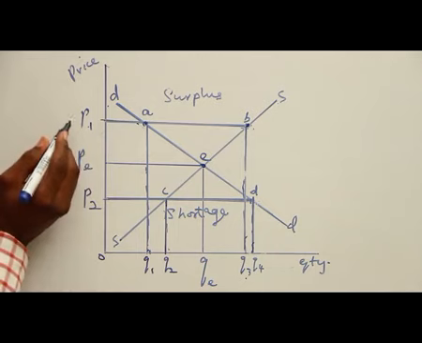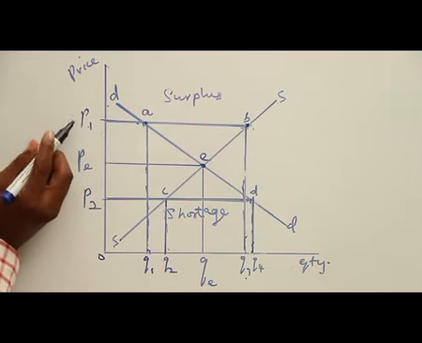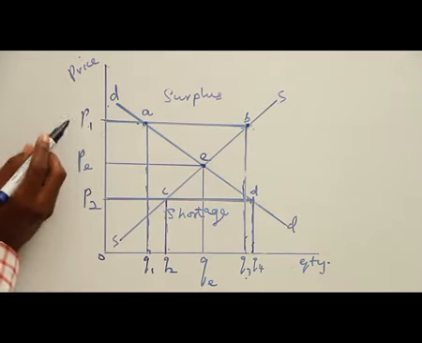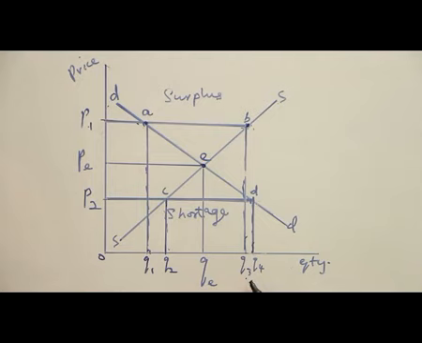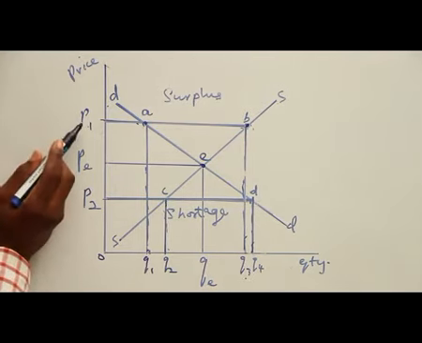Why? Because the price is above the equilibrium price, P1. So at P1, producers will be willing to take more to the market for sales because of the increase in the price of their commodity. But consumers will not be willing to buy more because of the increase in the price of the commodity.